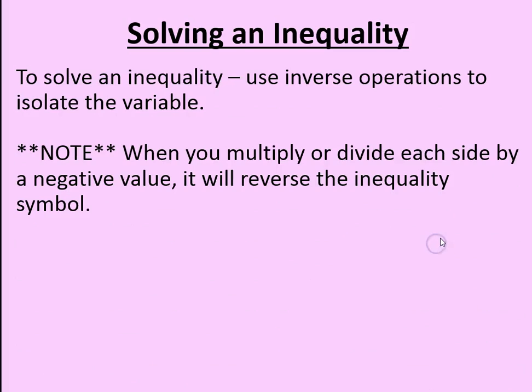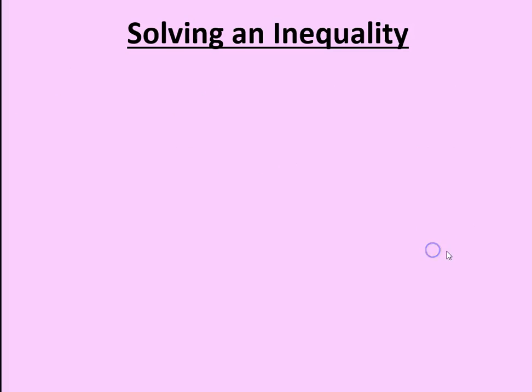Last, solving an inequality. To solve an inequality, use inverse operations to isolate the variable. Remember, whenever you multiply or divide each side by a negative value, it will reverse the inequality symbol. So let's look at 2 examples, one where this happens and one where it doesn't. So example number 1, solve 3x plus 9 is less than -6.